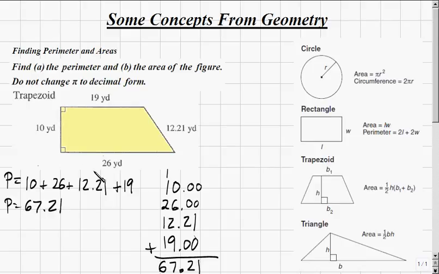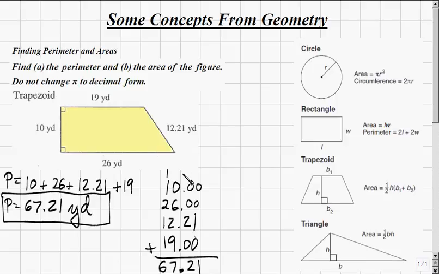67.21, and since we're measuring the length going around this figure, that's measured in yards. Again, this represents that if we add the four sides of this trapezoid up, it would add up to a total length of 67.21 yards. So there's our first half of the problem done.